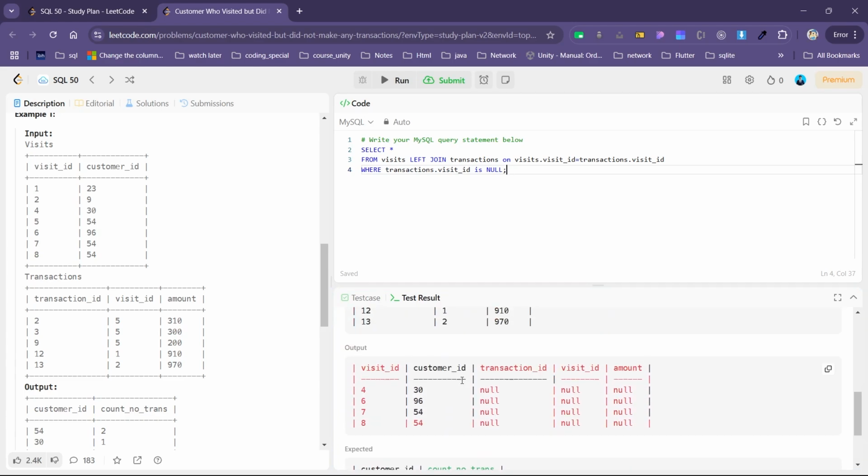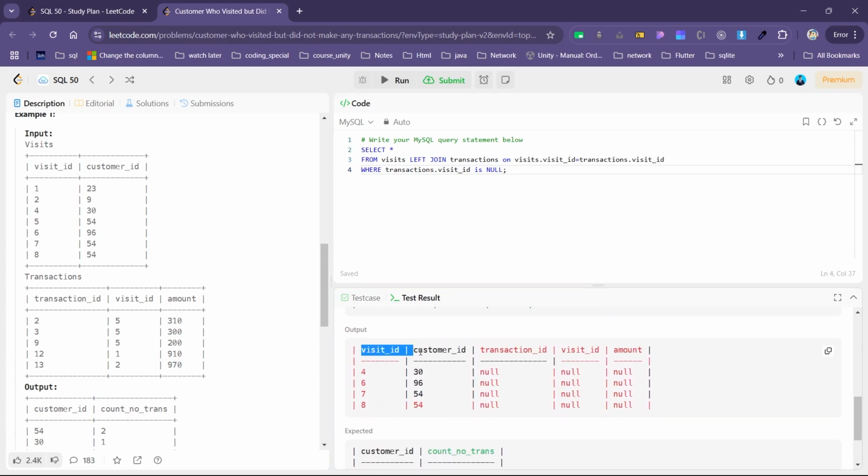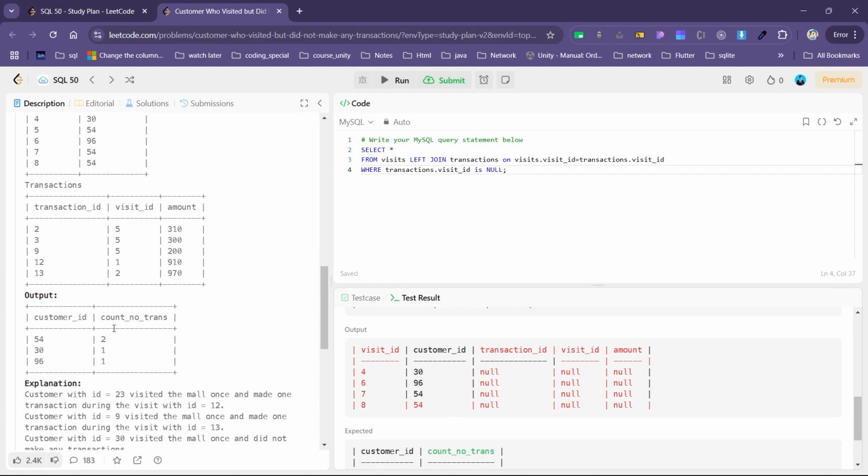So you see the result is, now we got visit ID, customer ID, and transactions in all the cases is null. So you see here we have visit ID of 4, 6, 7, and 8. Two entries of 54, one is 30, and then the customer ID with 96. But we don't want this right table. We want in the left table only customer IDs. But let's first see how to get the second column.